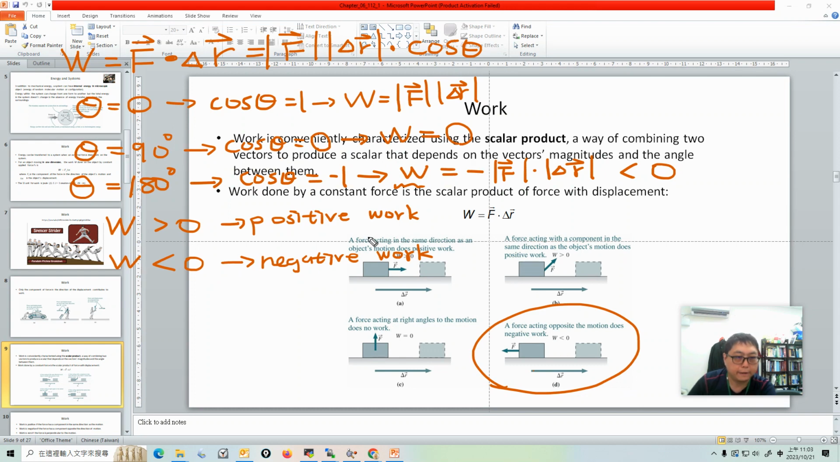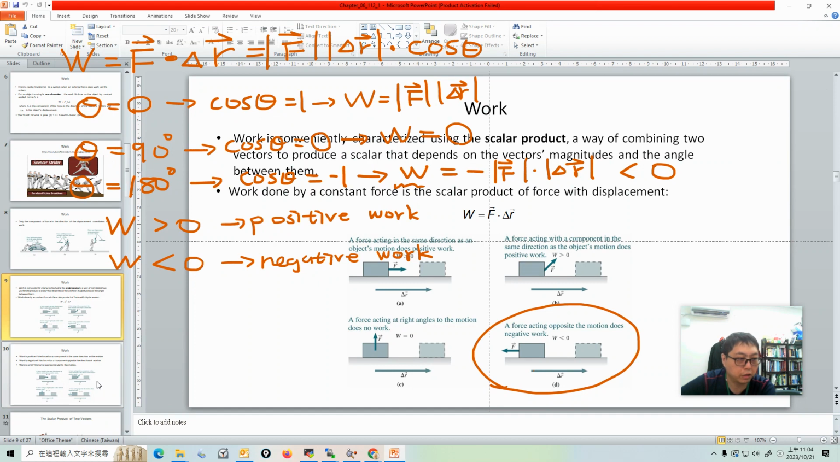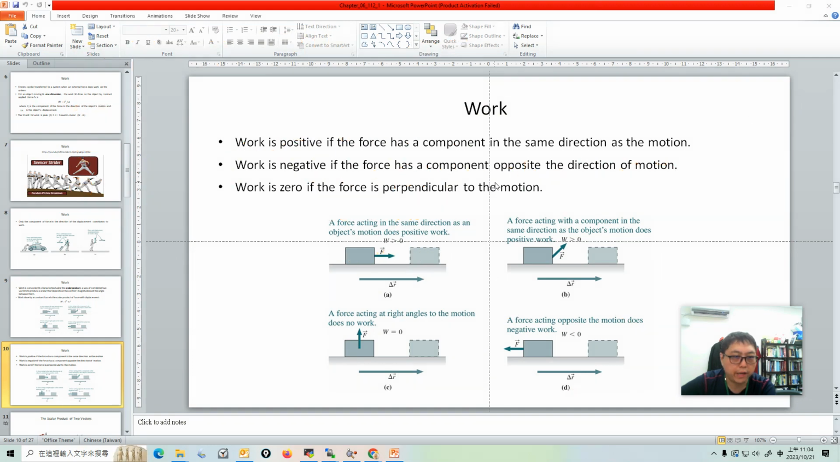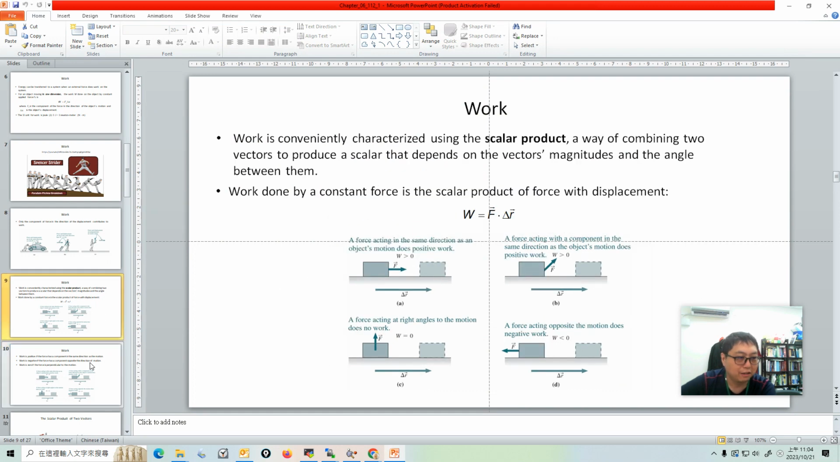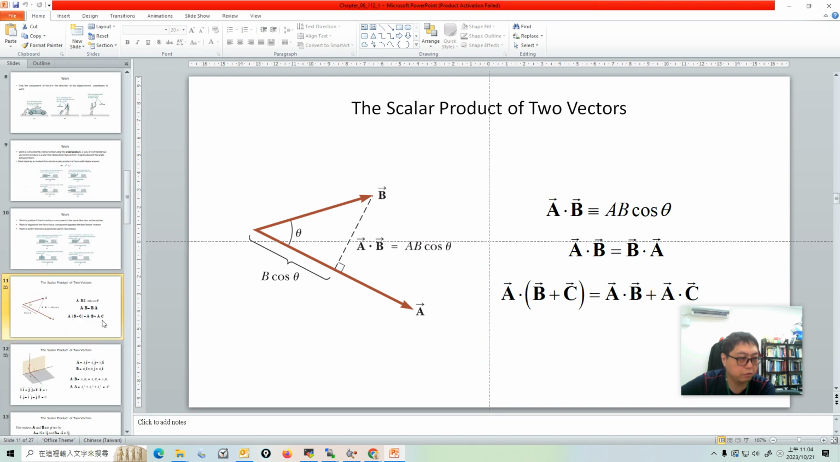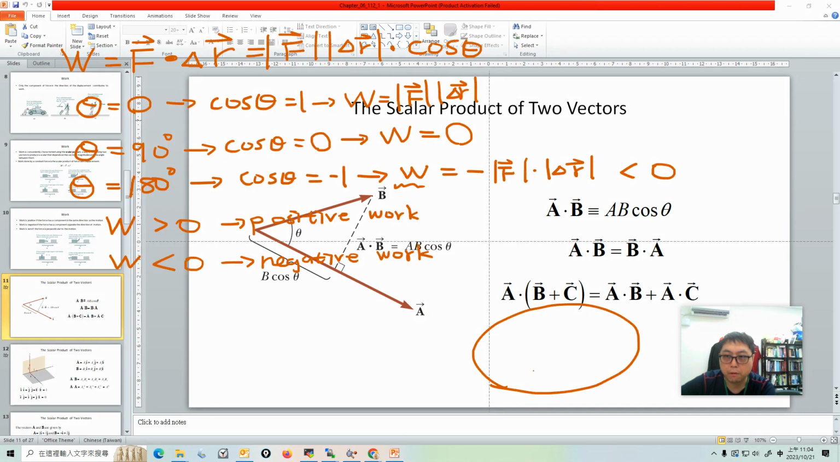So this is the vector description, using vectors to calculate work. It's not that difficult if you understand how to manipulate the dot product. The next slide is just what I just said. Okay, so the final part of this video.